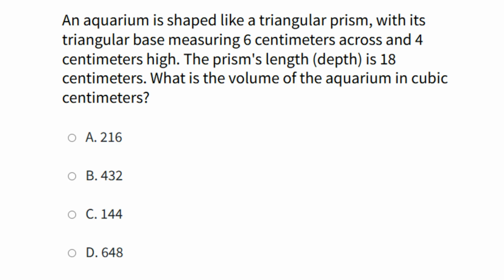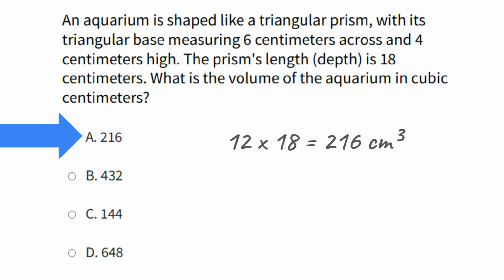The correct answer is 216. The volume of a triangular prism is found by multiplying the area of the triangular base, 1/2 times 6 times 4 equals 12, by the length of the prism, 18, giving 12 times 18 equals 216 cubic centimeters.